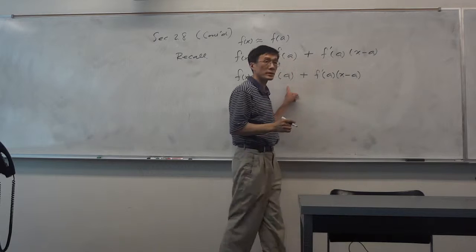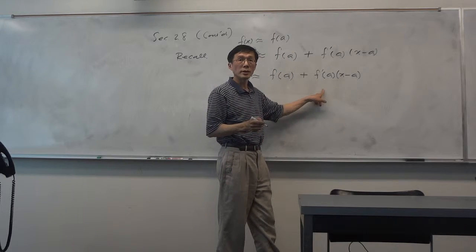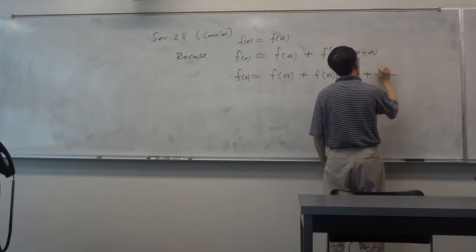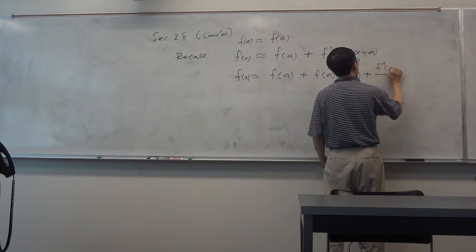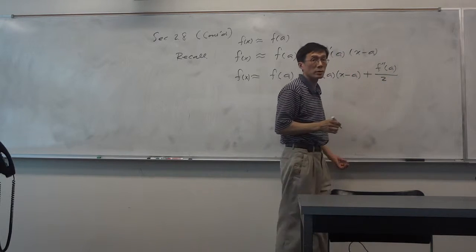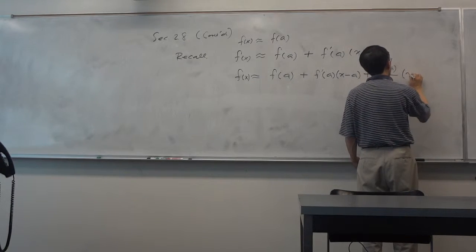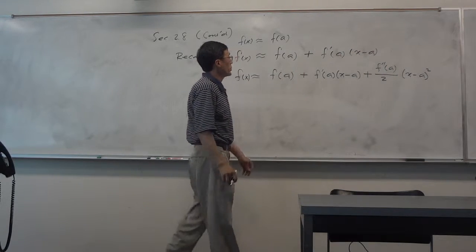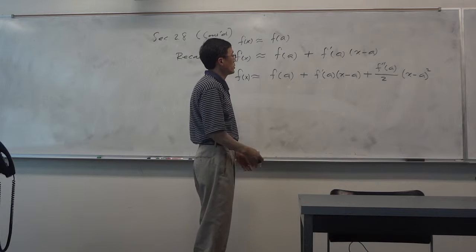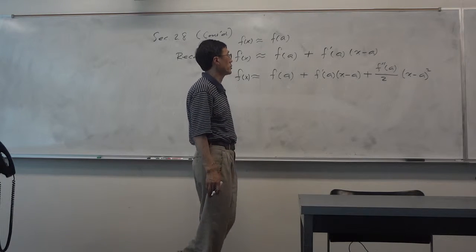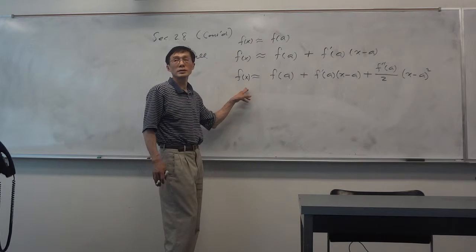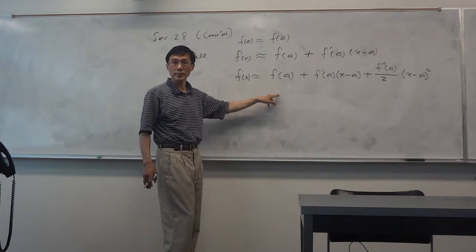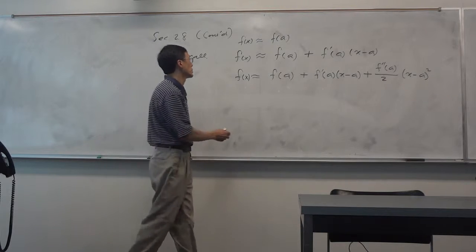This part so far is linear. And then you add a quadratic term. That would be f double prime(a) over 2 times (x minus a) squared. Okay? Basically what this says is that if you look at all the quadratic polynomials that approximate f(x), this is the best one.